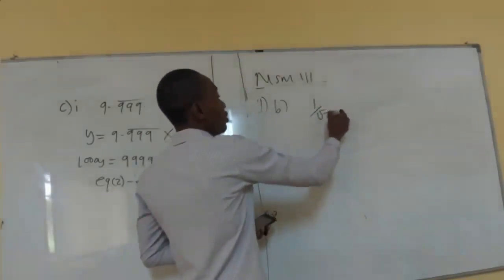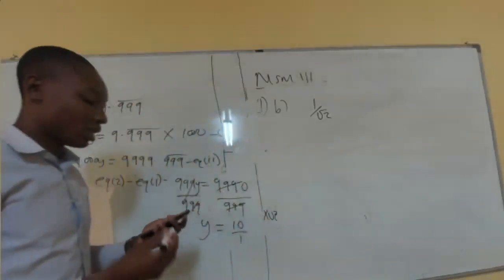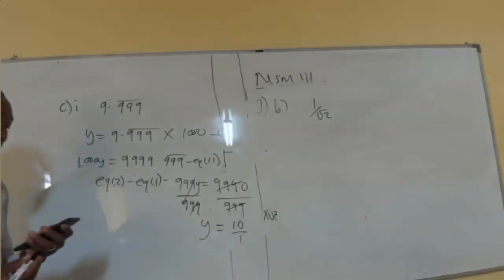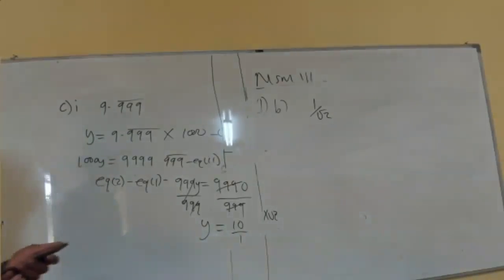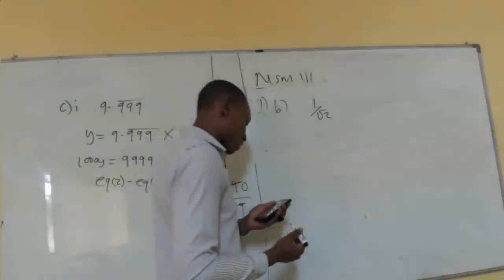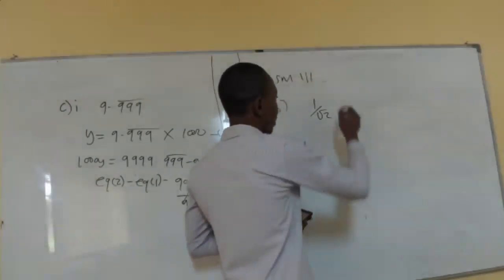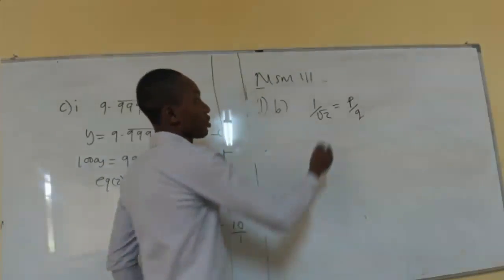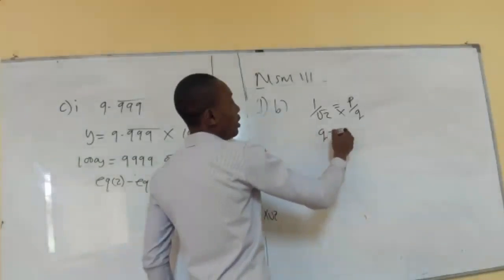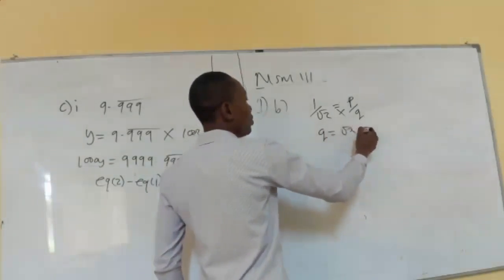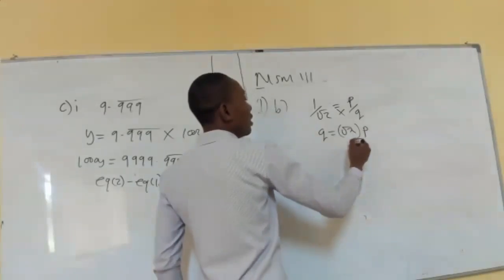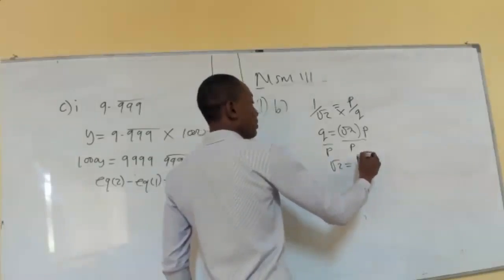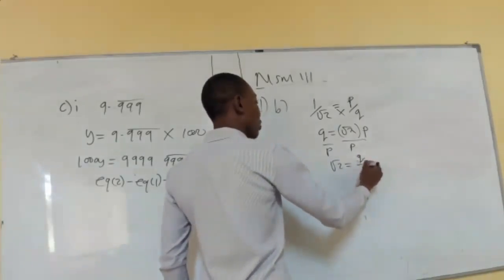So we have 1 over root 2. We first assume that 1 over root 2 is rational, meaning it can be expressed in the form a over b. In this case, it can be expressed in the form p over q. So this is going to be p over q. Now from there I'm going to cross multiply, then you notice that q is equal to root 2 multiplied by p, then over p, root 2 is equal to q over p.